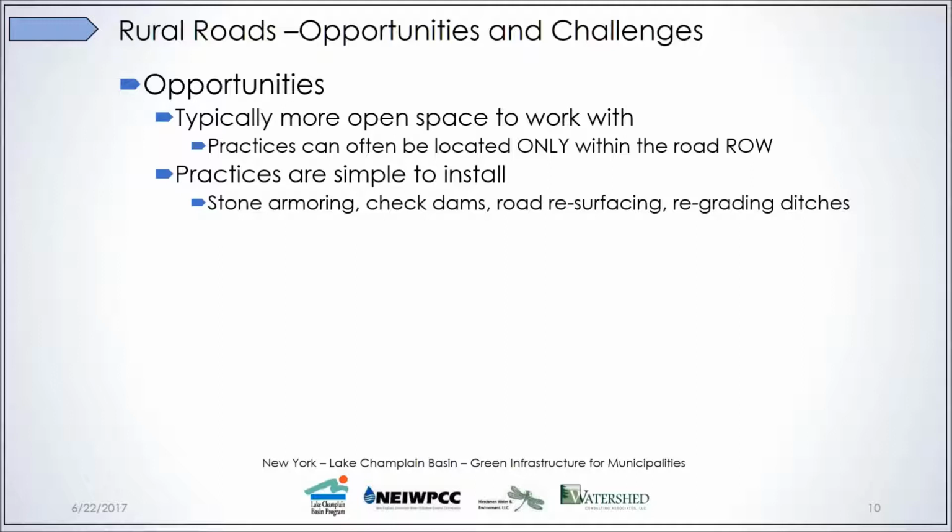With these rural roads, in addition to potentially having a lot of space, you may not have to do all this additional utility investigation. You may not have to rip up a whole lot of ground. You can often do things just as simple as stone armoring of ditches or adding stone check dams within the ditch flow line. Even sometimes things as simple as road resurfacing, so regrading the surface, adding better material, making sure that water sheets off the road surface more efficiently. These are all the sorts of things that you can do. Regrading ditches is another one. So relatively simple work can have big benefits down the line.